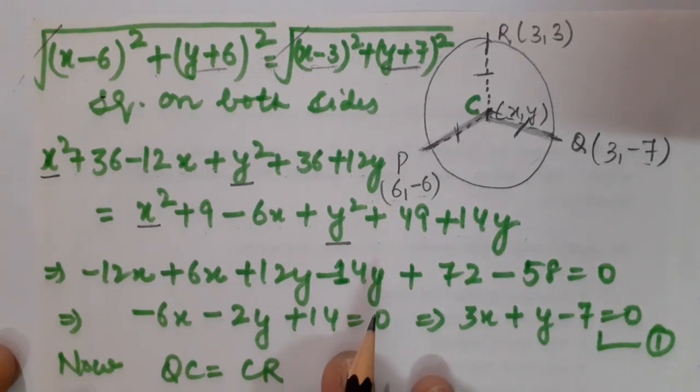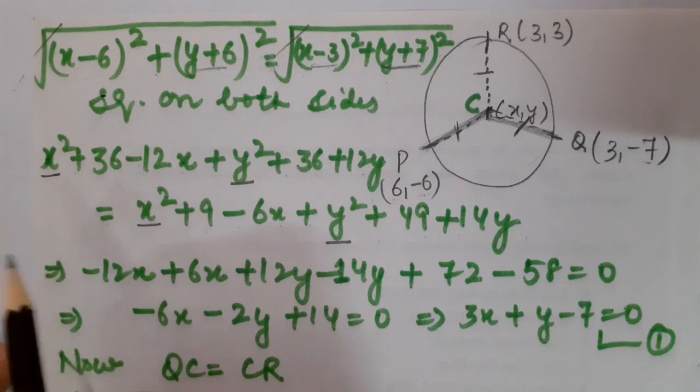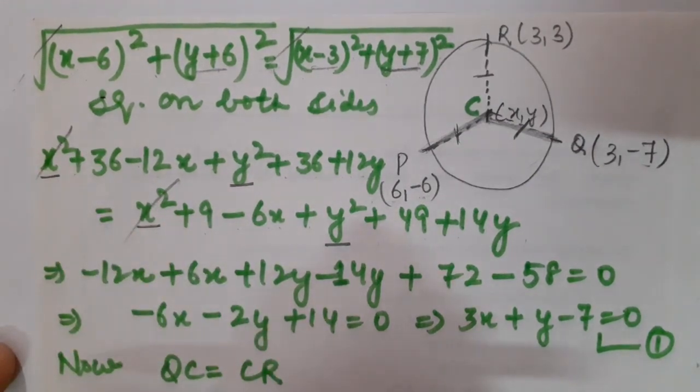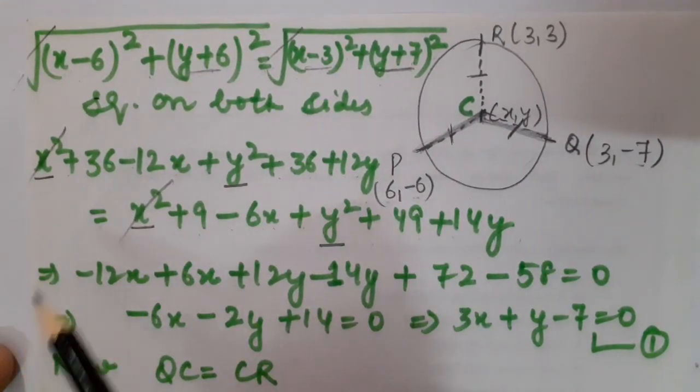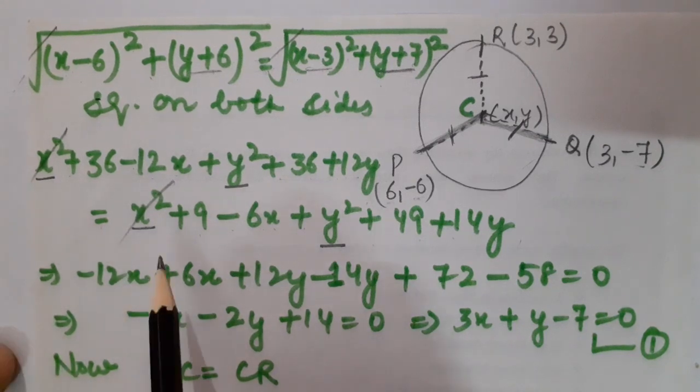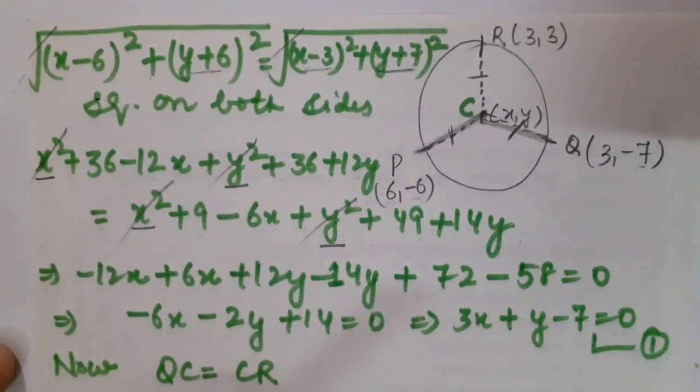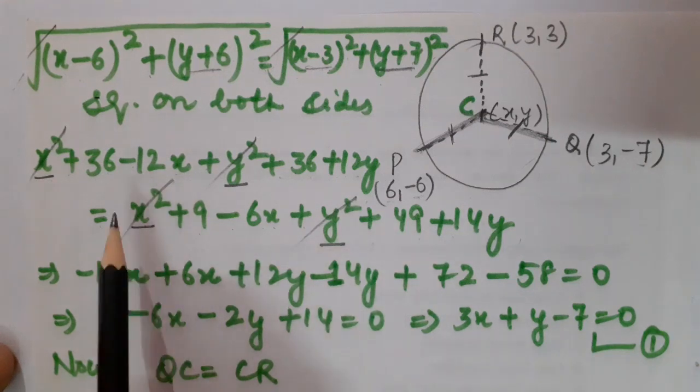Correct? Now children, because there is an equal to sign, definitely this x square and x square are going to be cancelled. One will be positive, another will be negative. When you take them on one side, y square and y square are also going to be cancelled. So what is left?